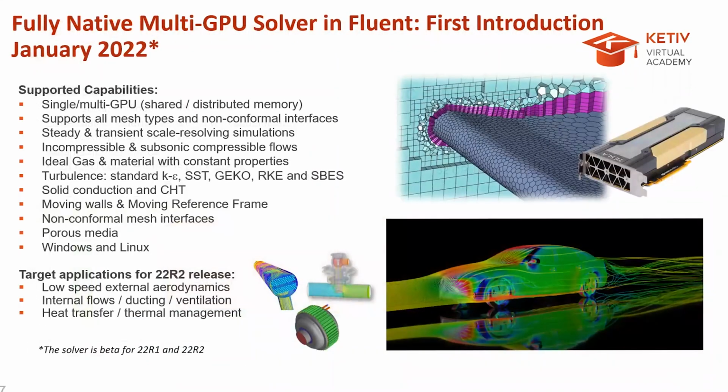So, like I said earlier, this was introduced in January of 2022 in the Ansys Fluent 22 R1 release. And currently, this is still in beta mode because it's being actively developed and tested. But these are some of the supported capabilities as of today. You can use both a single GPU or multiple GPUs, depending on the number of GPU cards you have on your machine. It supports all different mesh types: tetrahedral, hexahedral, polyhedral, polyhex core, all types of mosaic meshes that are supported by Fluent in the conventional sense.